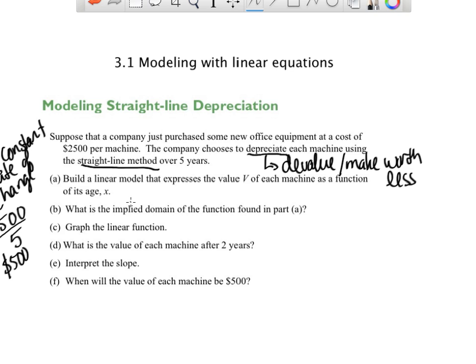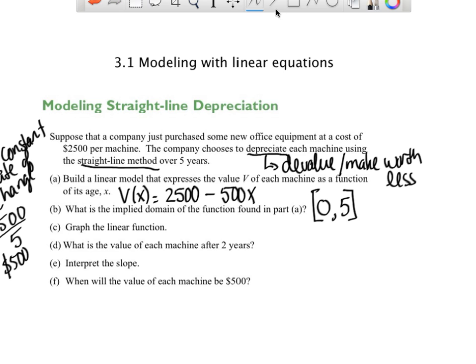Alright, so build a linear model that expresses the value of each machine as a function of its age. So the value based on the age is, well, right now they're worth $2,500 each, and if we're depreciating in 5 years, then we just saw that we are going to subtract $500 for each year, and that would be the equation. The implied domain is, well, right now it's year 0. We're doing this in 5 years, so from 0 to 5. Probably should have a square bracket around those because you can get to 0. So let's make it this way.